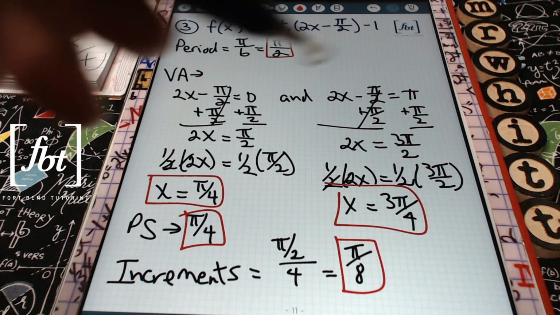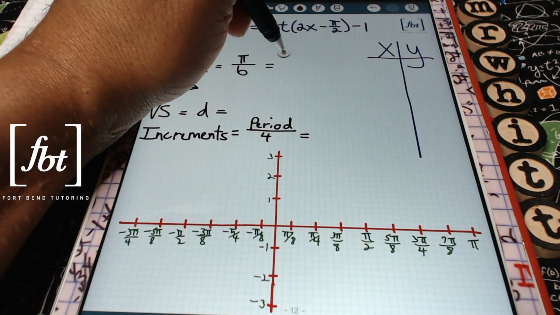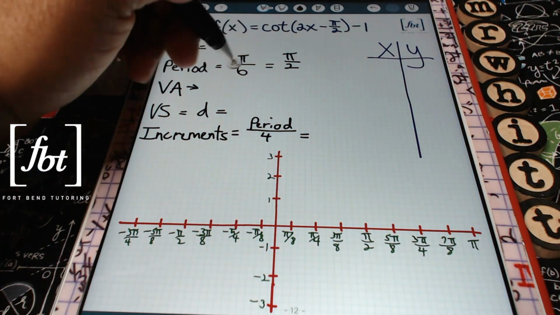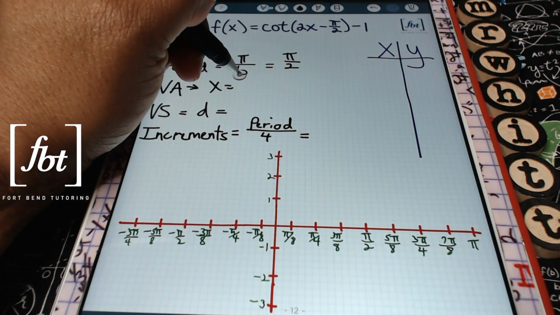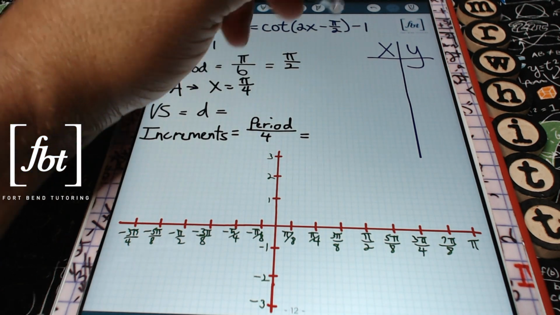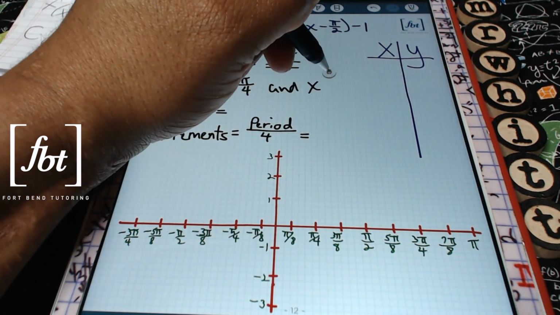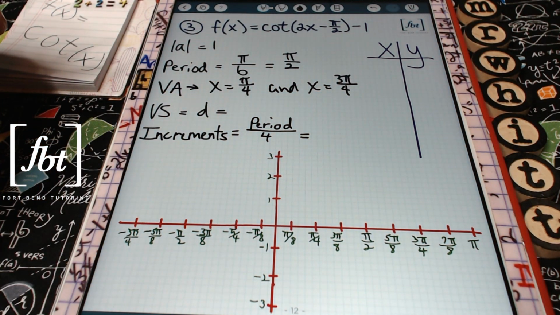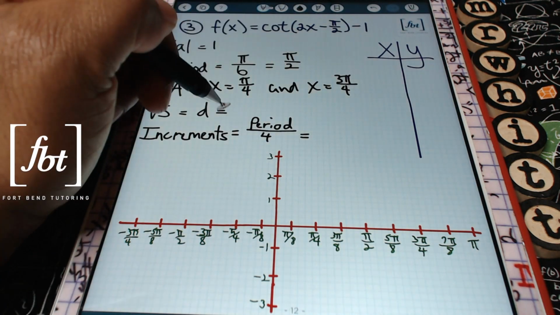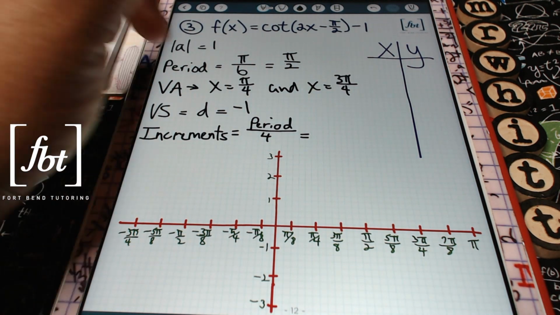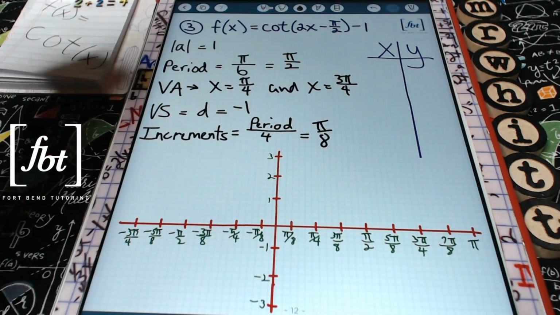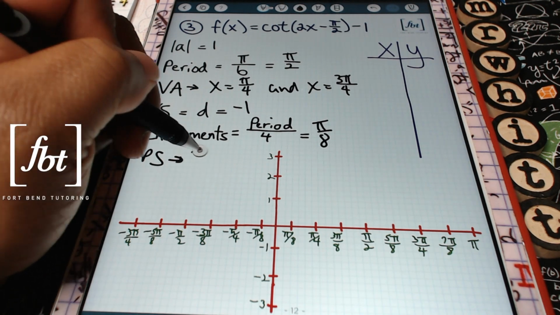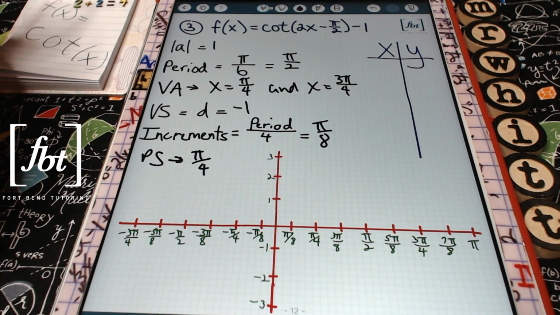All right, so what did we learn here? Our period, pi over 2. We also have a vertical stretch of 1. We have vertical asymptotes that are at x equals pi over 4 and x equals 3 pi over 4. Okay, those are going to be the two equations for the vertical asymptote. Our vertical shift here is -1, so that's different. And we had increments of pi over 8. Okay, and a phase shift, by the way. The phase shift is going to be pi over 4. Okay, so we didn't want to forget that.